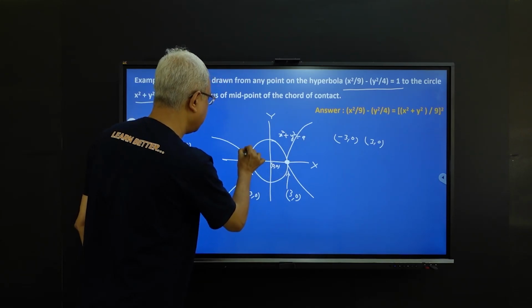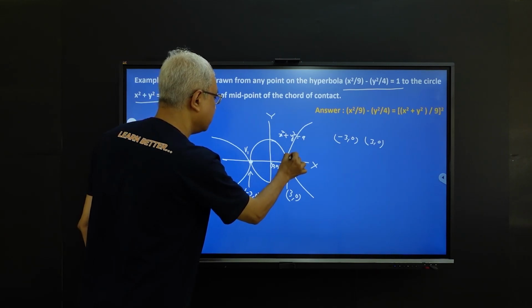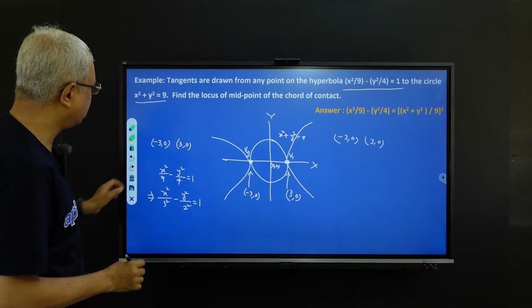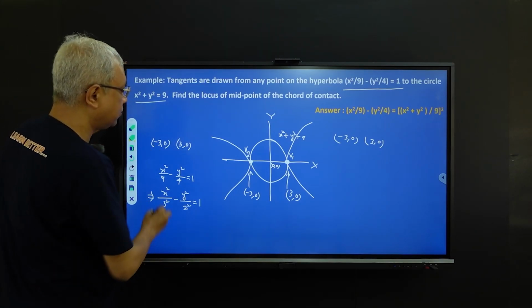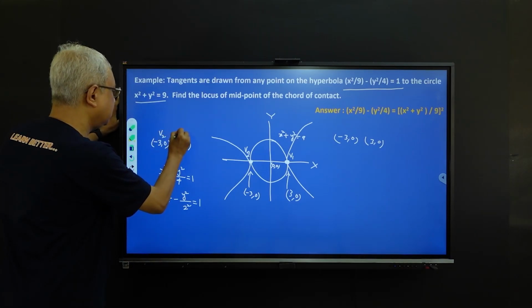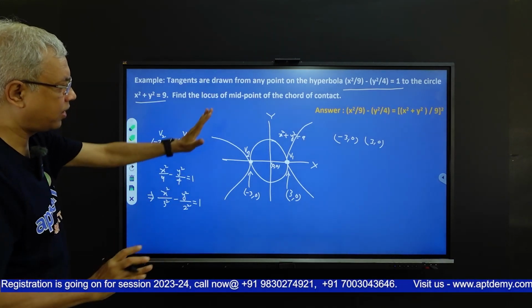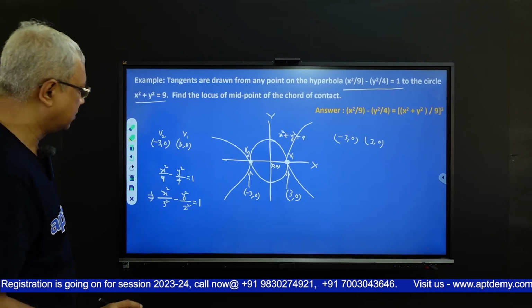Say I call them V1, V2. V1, V2's coordinates are, this is V2, minus 3, 0, and this is V1. So this is the look of the circle and hyperbola.